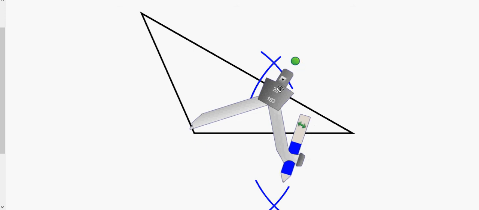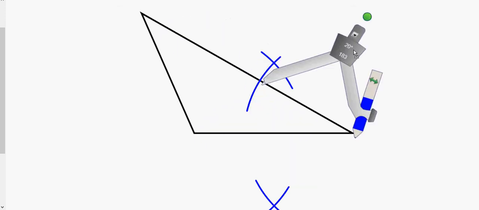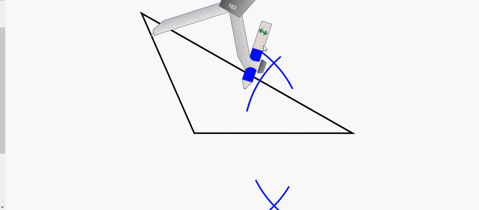Now, the next one, I pick any other side I want. I'm going to try and pick the top. So yeah. I'll pick this side here because it might actually fit into the question.